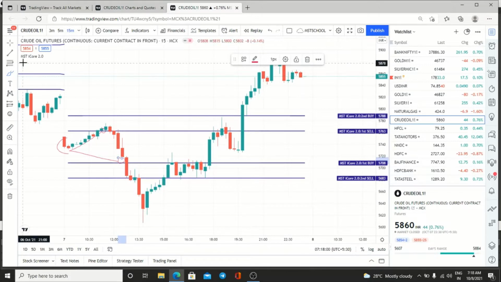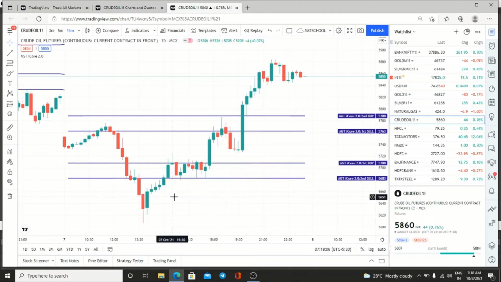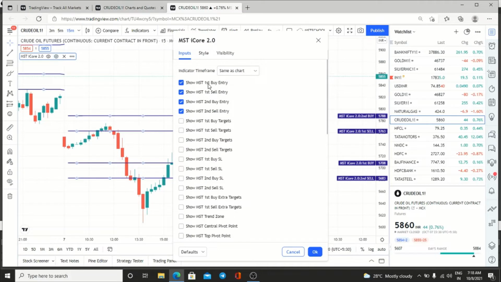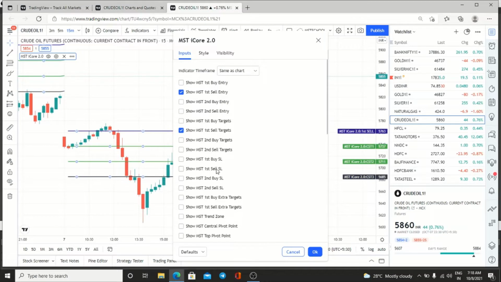Now as per this, only the sell got activated, so we have to remove the other orders. Go here, select remove other orders and keep only the sell entry. So first sell, first sell targets and first sell SL.